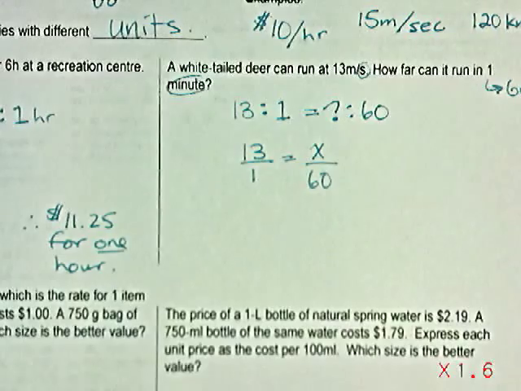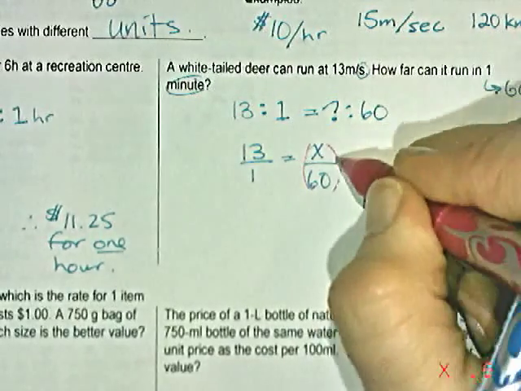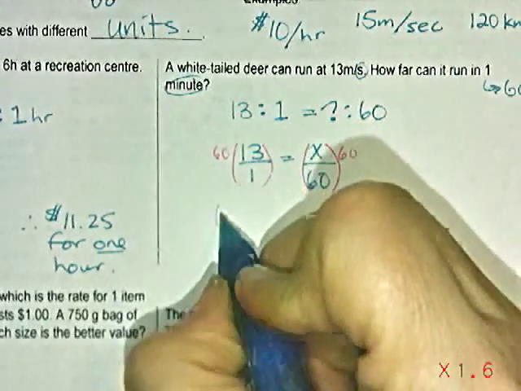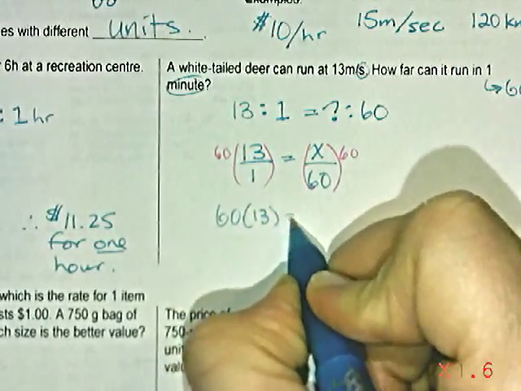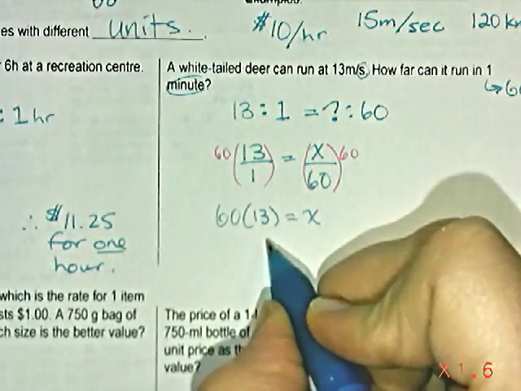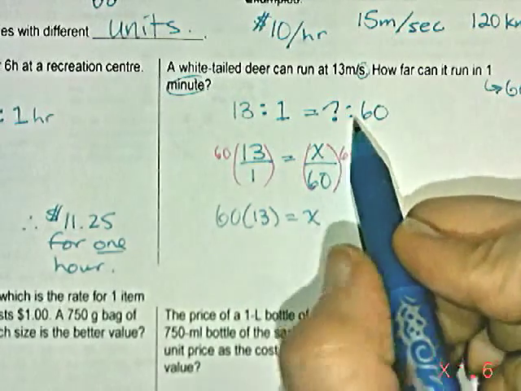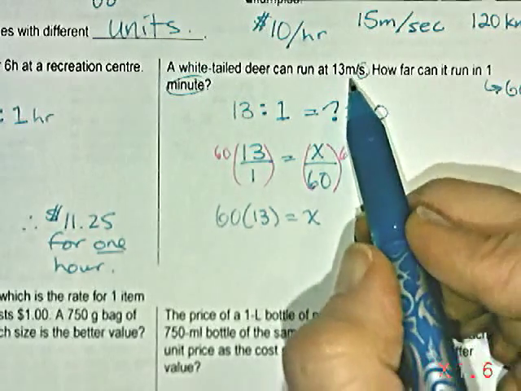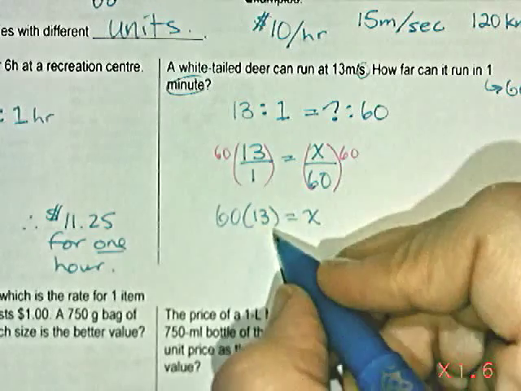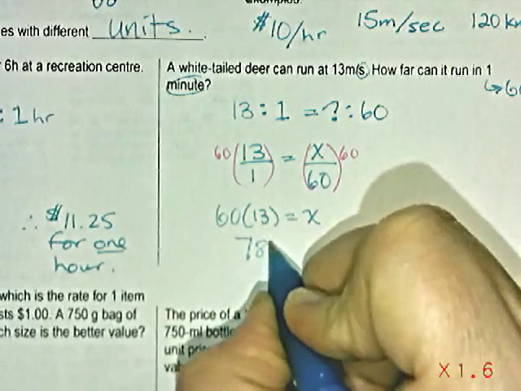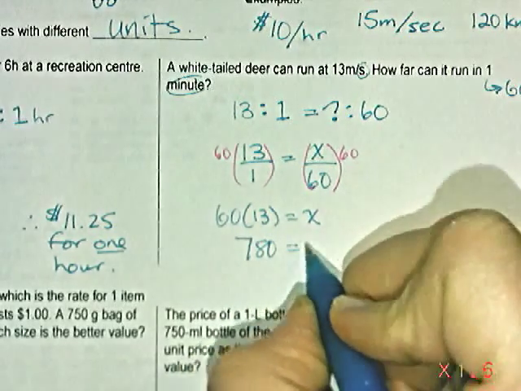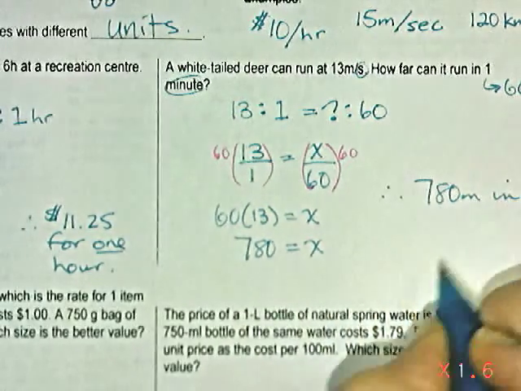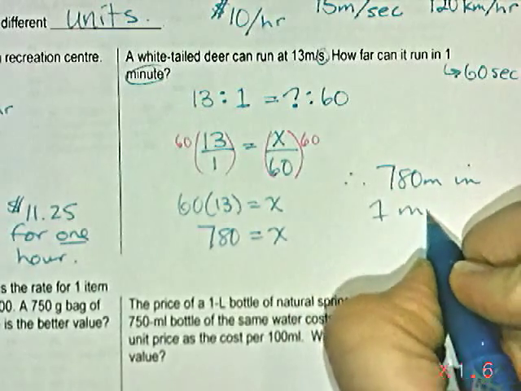We can see that in order to get rid of that 60, we would multiply both sides by 60, and I would get 60 times 13 is equal to x. And so my x value, if we traveled 13 meters in 1 second, how many in 60 seconds? We would just multiply by that 60 and find out that the deer could run 780 meters in 1 minute.